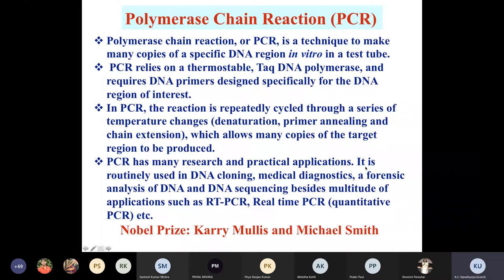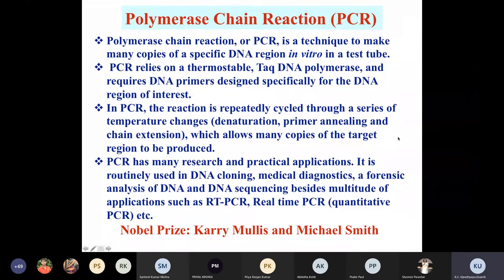If you have a DNA fragment which you want to amplify into multiple copies, you have to have primers on both sides, the 5' and 3' primers, then nucleotides and the Taq polymerase in a proper buffer system. Now there are machines, thermocyclers, where you put them and they recycle 30 or 35 cycles, and the DNA amplifies exponentially. The steps involved are denaturation, primer annealing, and chain extension, which allow multiple copies of the target region to be produced.